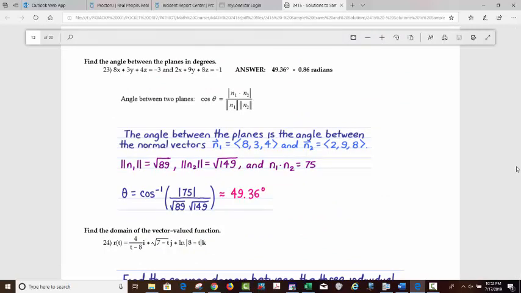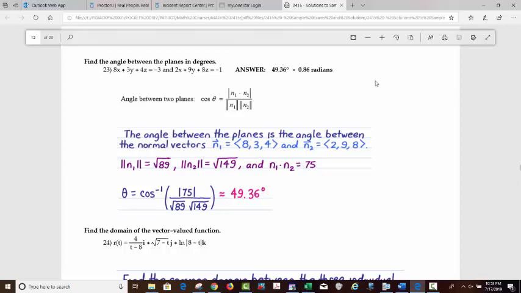Find the angle between the planes, which is using the angle between two vectors, because to find the angle between two planes all we have to do is find the angle between their normal vectors. The normal vectors are just 90 degrees away from the plane. So if both normal vectors are exactly 90 degrees away from the planes, the angle between those vectors would be exactly the same as the angle between the planes.